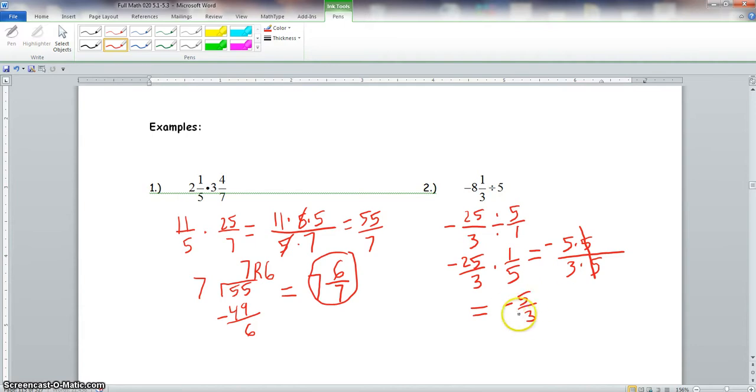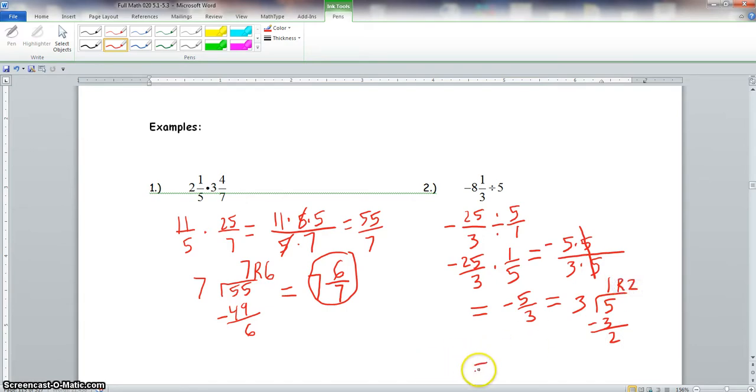Now if we were just simplifying, we would be done, but the directions told us to change it to a mixed number if possible. So now this is what we would do. Let's disregard the negative sign for now and just take 3 into 5. 3 goes into 5 one time, and we will have a remainder of 2.